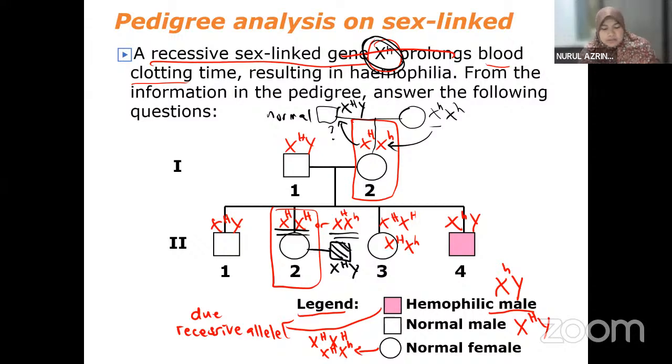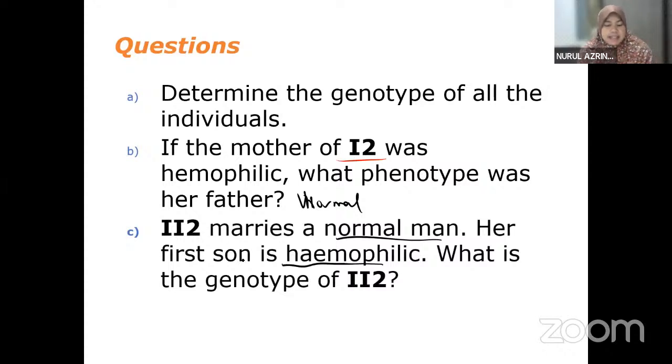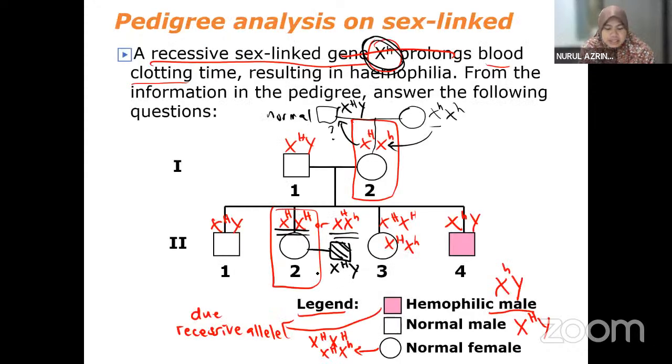So dia kata apa pula lepas tu? Her first son is hemophilic. Anak lelaki dia ada yang hemofilia. So dia tanya, apakah genotype Tutu? Kalau anak dia lelaki dan hemofilia, X small h, Y. So, apakah genotype sebenar Tutu? Yes, X capital H, X small h.